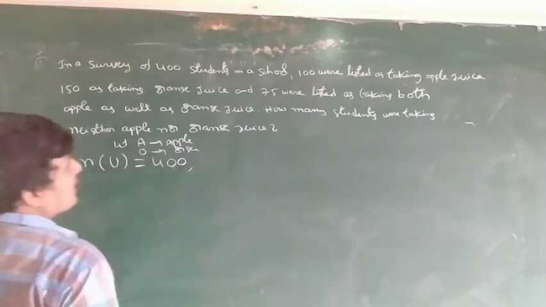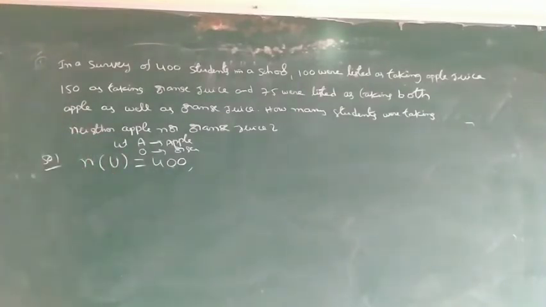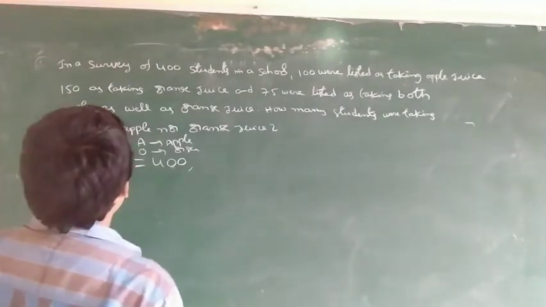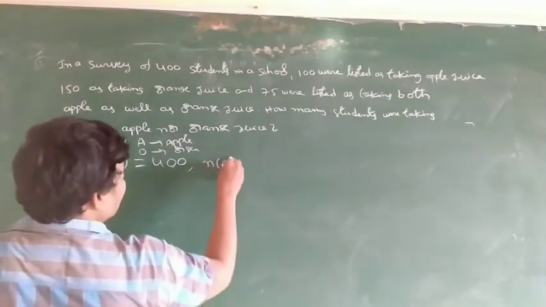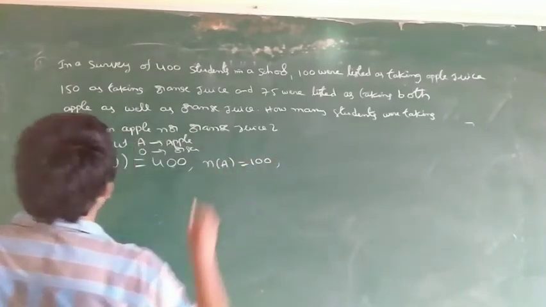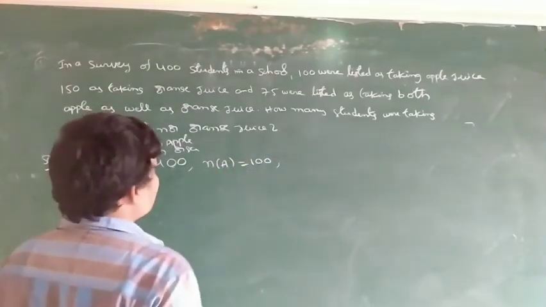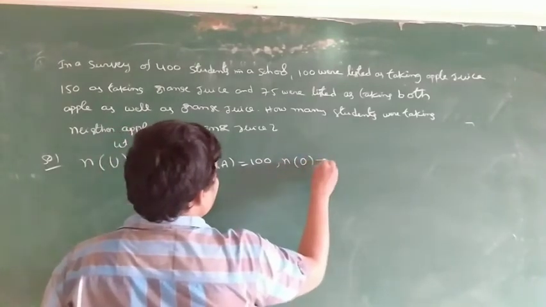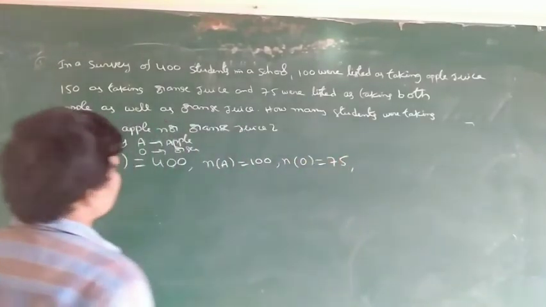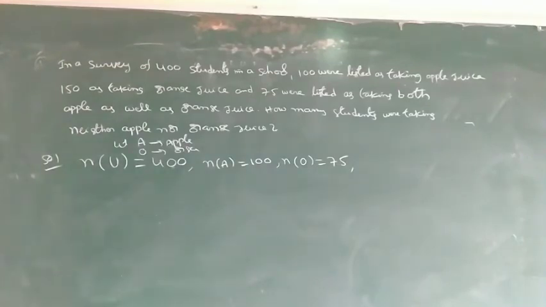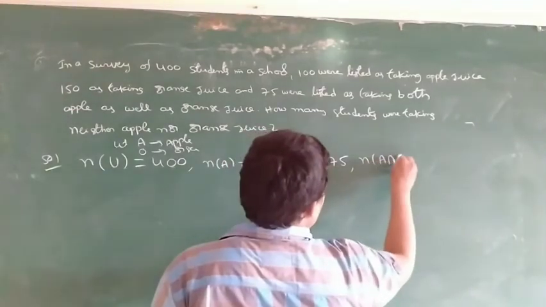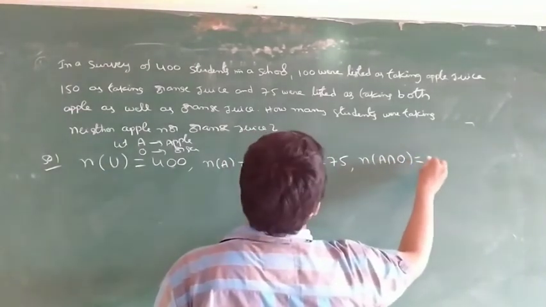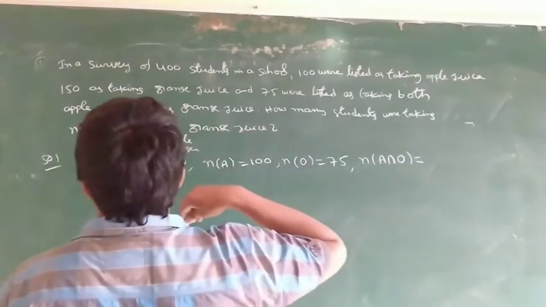So N of U is 400. 100 were listed as taking apple juice, means N of A is 100. 150 as taking orange juice, N of O is 150. And 75 are listed as taking both apple and orange. Both means intersection: N of A intersection O is 75.